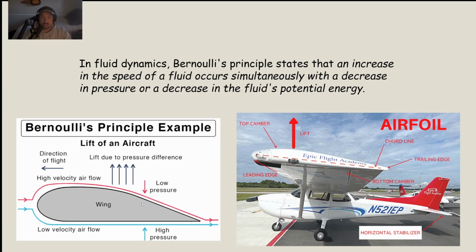Now, I could go ahead and show you that on a Cessna. Every airplane, from a Cessna to airliners, has a cambered wing. They just might not look as pronounced as this diagram here. As you can see, this is a Cessna wing. It shows you the trailing edge, the leading edge, the chord line, everything like that. I just wanted to pull up this picture to show you what it would look like on a real-life airplane. As you can see, that's the top camber right here and the bottom camber right here. And that's what basically causes lift.